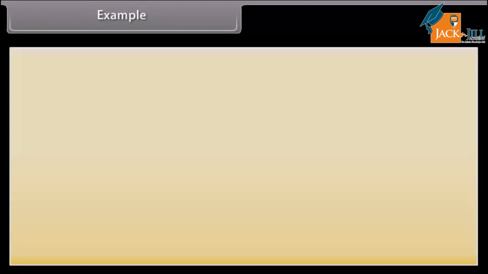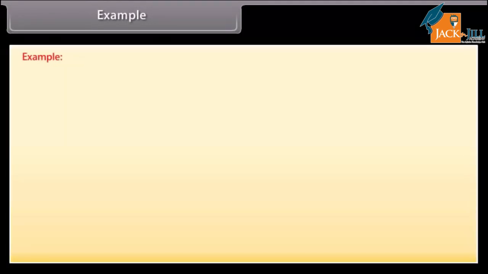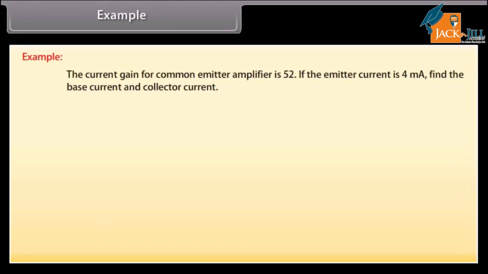Example. Let's take an example of a transistor as an amplifier. The current gain for a common emitter amplifier is 52. If the emitter current is 4 milliampere, find the base current and collector current. Let's see the solution. Given values are beta is equal to 52, IE is equal to 5 milliampere.